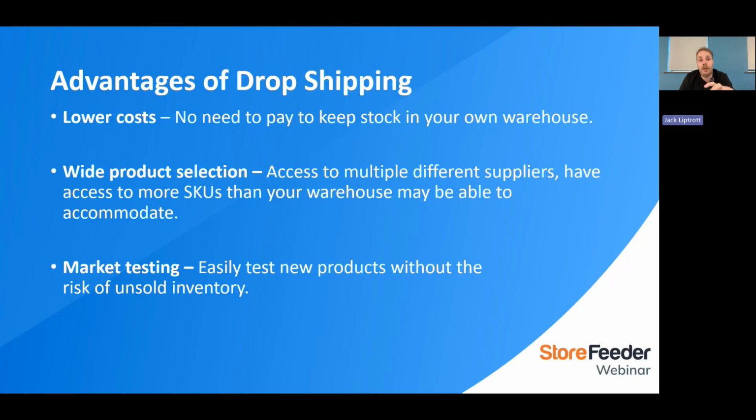You can have a wider product selection, so you have access to multiple different suppliers. You'll have access to multiple SKUs, so you can then have a width of product that you're not going to be able to fit into your warehouse, and you'll be able to get all of those for sale on your website. Market testing. You can easily try new products without the risk of unsold inventory.